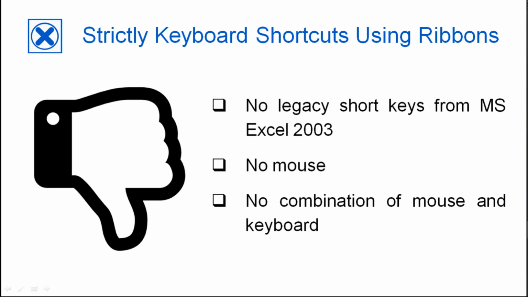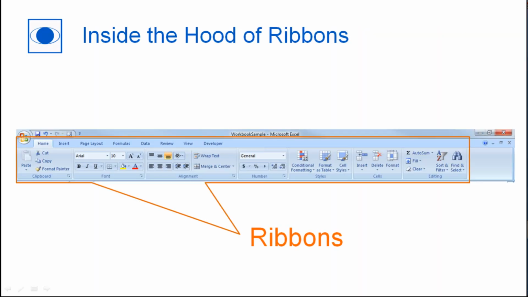Personally, I see little value in using the combination of keyboard and mouse shortkeys except for some commands which I'll describe later. I'm sure the newbies and basic Excel users can easily relate to this. I'm not going to demonstrate the legacy shortcuts of Excel 2003, no mouse, no combination of mouse and keyboard, just ribbons. Let's navigate inside the hood of ribbons.